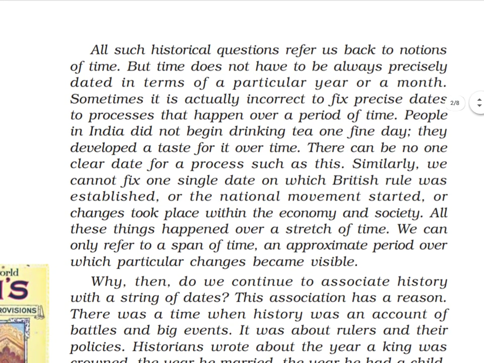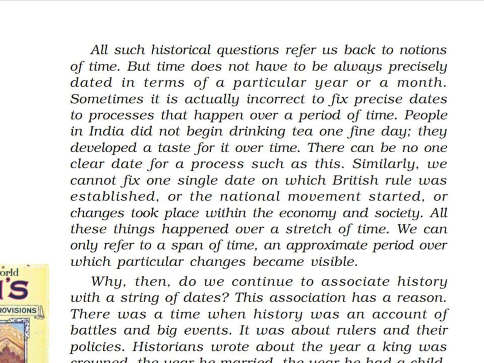See, the important part here is not only a particular date or year, but notions of time. Time does not have to be always precisely dated to a particular year or month. Right? We cannot say that on one very fine day, Indian people started having tea, on 16 July 1920. So it is a gradual invention, a gradual starting of any event. Here they have given the same example. India did not begin drinking tea one fine day. They developed a taste for it over time. Maybe the first time they tasted it, they did not like it. Then they made some changes to it, and gradually they started liking it. There can be no one clear date for a process such as this.